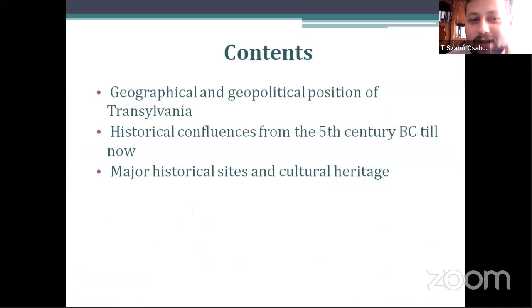My talk will have three aspects: one short part about the geographical and geopolitical position of Transylvania. So where is Transylvania? What is Transylvania in geographical and geopolitical terms? And then I will go very quickly through history from the 5th century BC till now, presenting the major changes of Transylvania and how this region was defined by major European historical events. And by presenting this historical kaleidoscope, I will also show some of the most important and well-visited, well-known historical sites of the region.